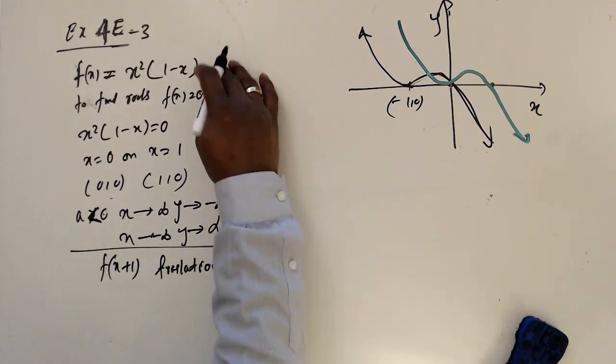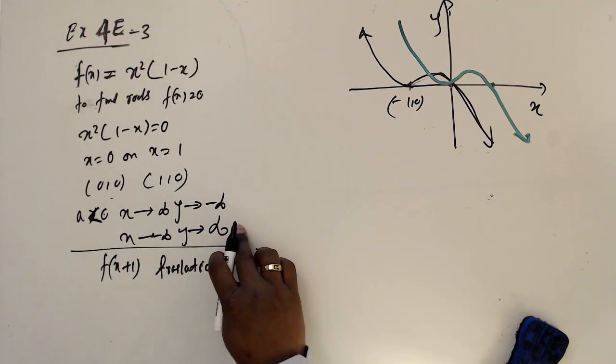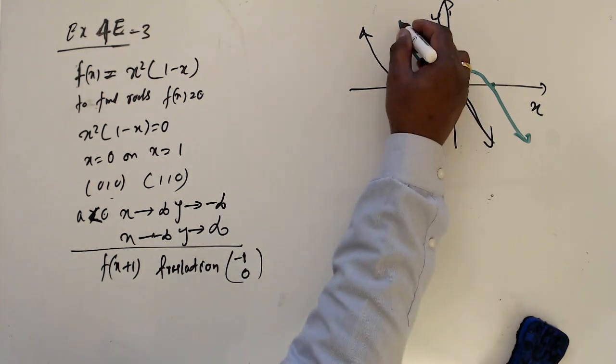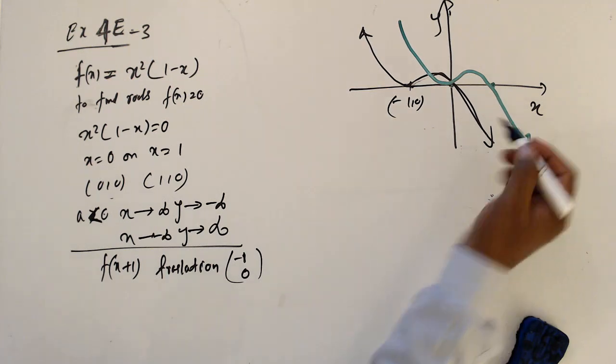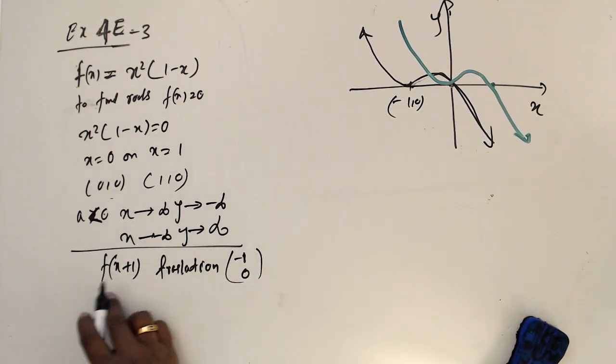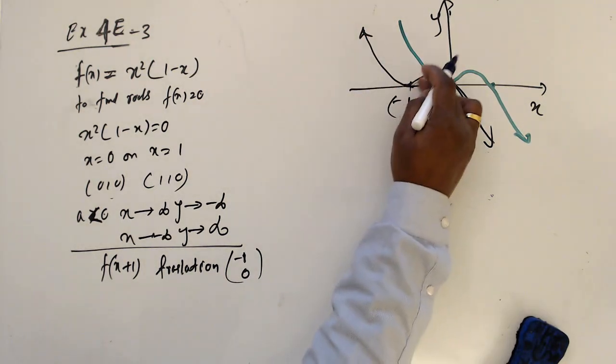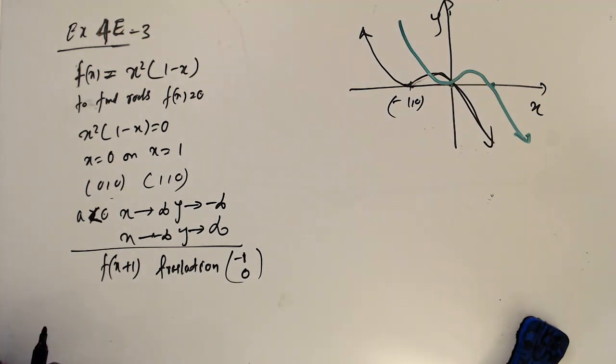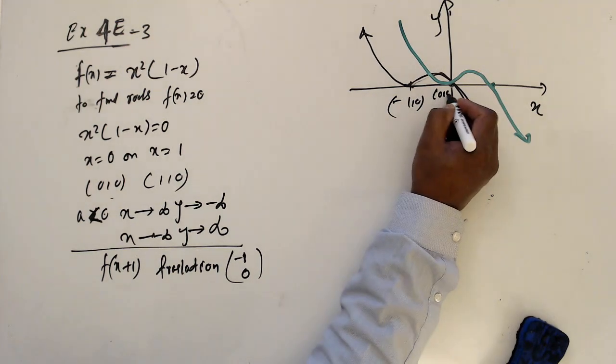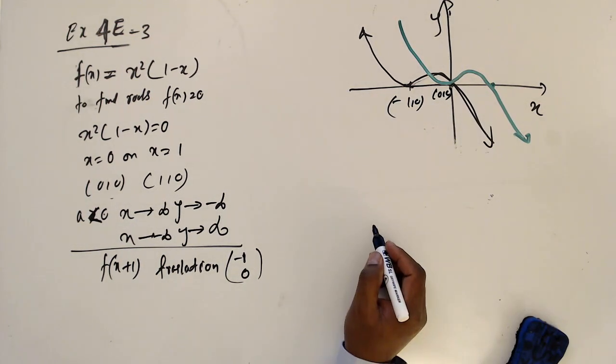Just to summarize again, this is the original curve. So I draw it like this in the green line. And then f(x plus 1) is the translation through minus 1, 0. So this is the translation. And this is the 0, 0 line. It will go through.